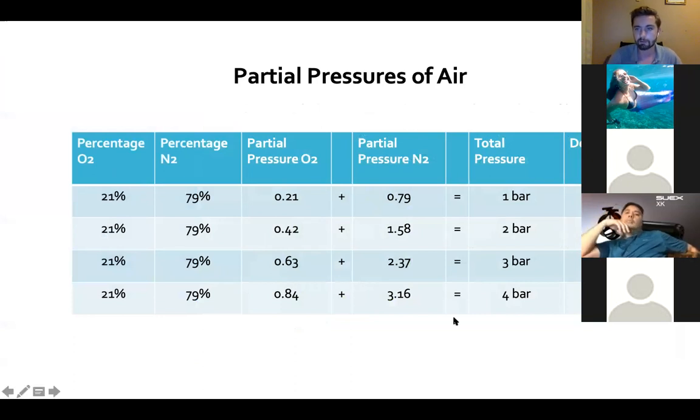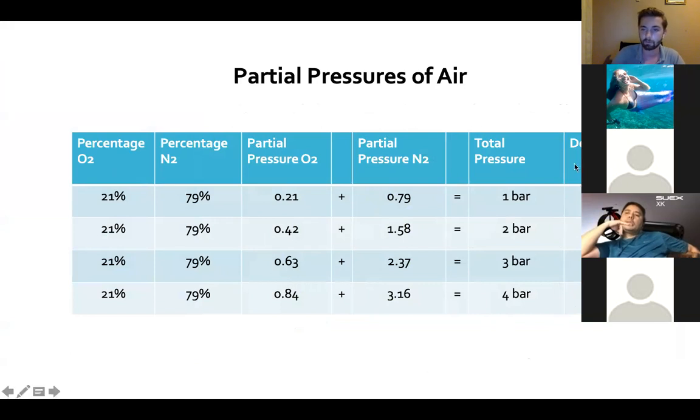So if we look at this table here, and you can see on the right-hand column, we're looking at depth, from 0 meters down to 30 meters. And as most of you probably already know, every 10 meters of seawater has the same pressure. It's equivalent to the pressure that already exists on the surface of our atmosphere on top of us, okay?